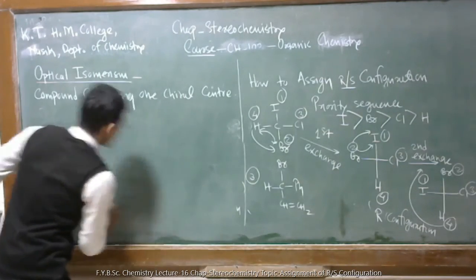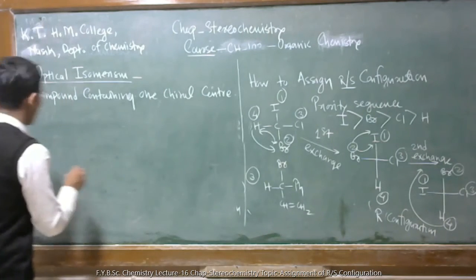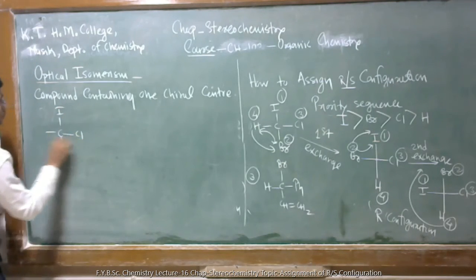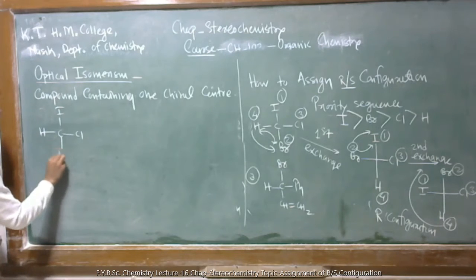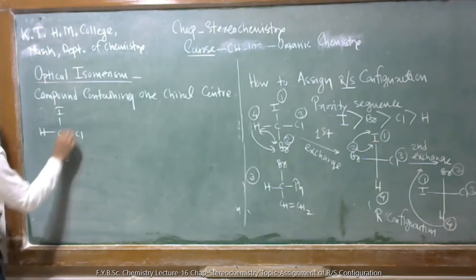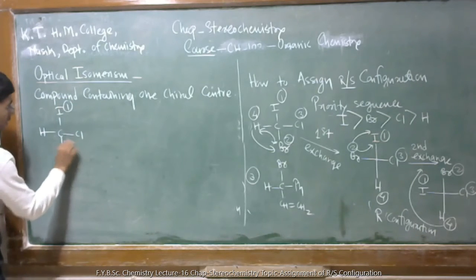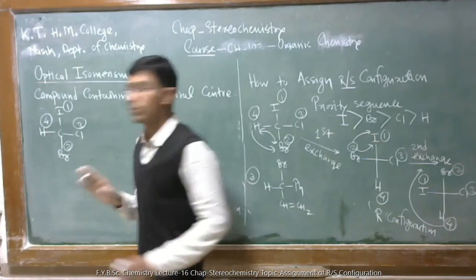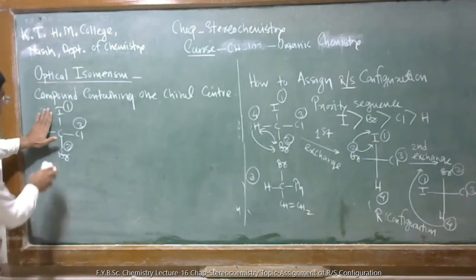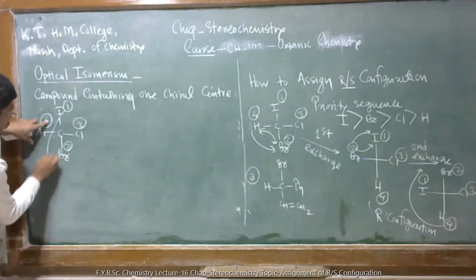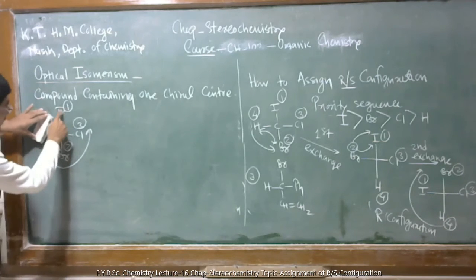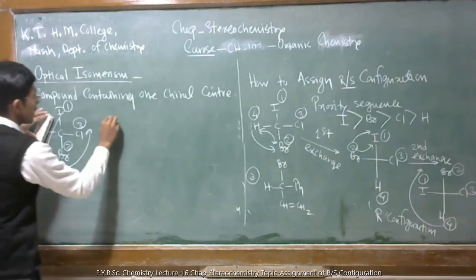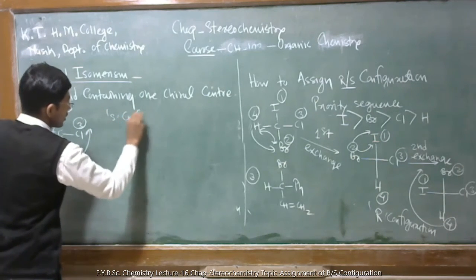In the second method, when you apply it to this compound, these are the first, second, third, and fourth. You know that we have to hide group number 4, the lowest priority group, and then consider the sequence of the other groups, 1 to 2, 2 to 3. After hiding, this is the sequence, 1 to 2, 2 to 3. In which direction is this sequence? In anti-clockwise, which means the S configuration.